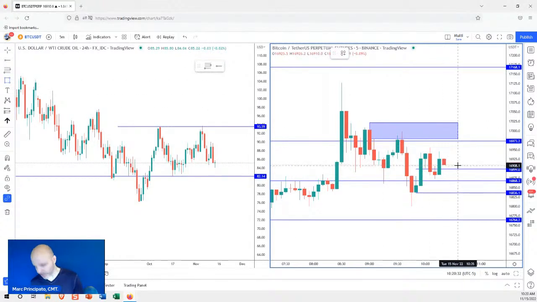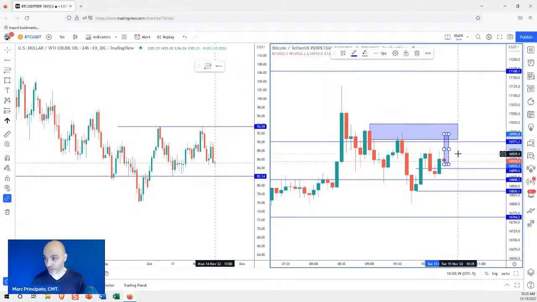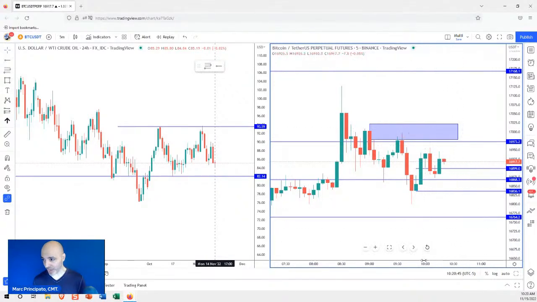All right, what time is it? All right, so we have another... You can give this thing maybe another 10 minutes. That's what you want to see in the next 10 minutes. You want to see a nice strong candle start probing this area. Now, what are the chances of that?